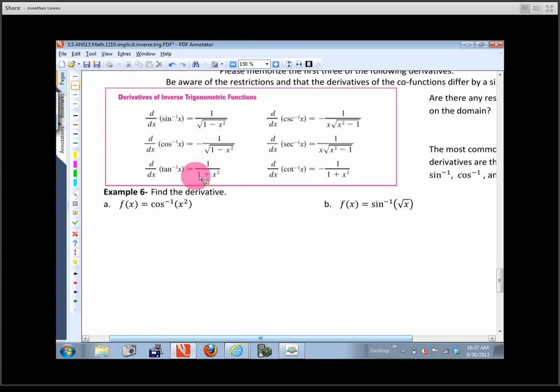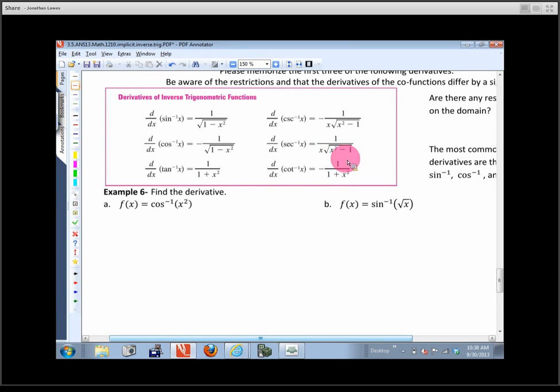No square roots or anything like that. And take a look at the cotangent here. How are they related? It's got a negative in front. So you'll notice that every one of the cofunctions has a negative. Not surprising there, or at least it shouldn't be. Okay? If you get the sine memorized, you've got the cosine. If you get the tangent memorized, you've got the cotangent. And I'll give you this. These take a little while to get used to, but the derivative of secant is, again, no co in front of it, so it's positive 1. And then the bottom is x square root x squared minus 1.